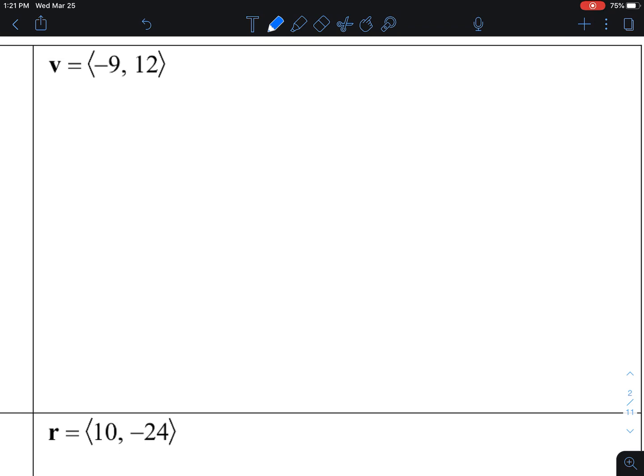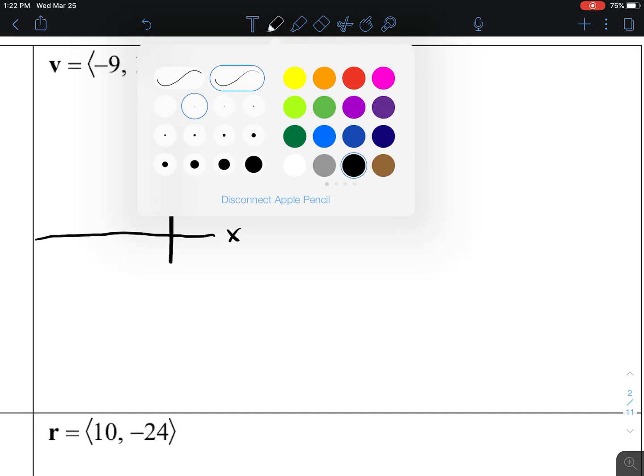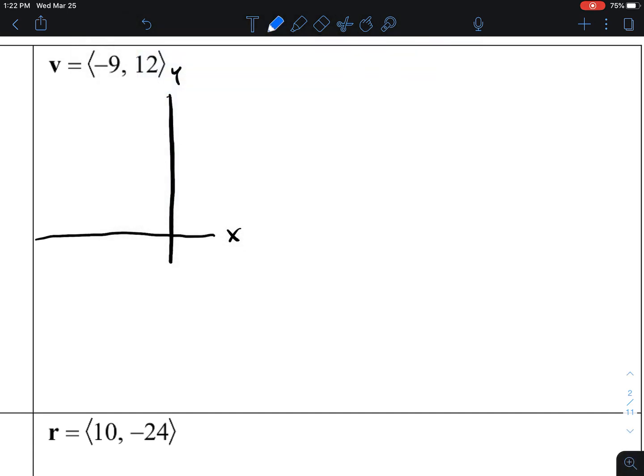Now let's go to a different quadrant. So this vector here, vector v, points in quadrant 2 because it has a negative x component and a positive y component. So I'm going to draw quadrant 2. All right, so there's y, there's x. And so this vector goes to negative 9 on the x, and it goes up to 12 on the y. And so it would start at the origin and then go to that point, and I'd have to put a tail on the end, so that way I see which direction it goes.